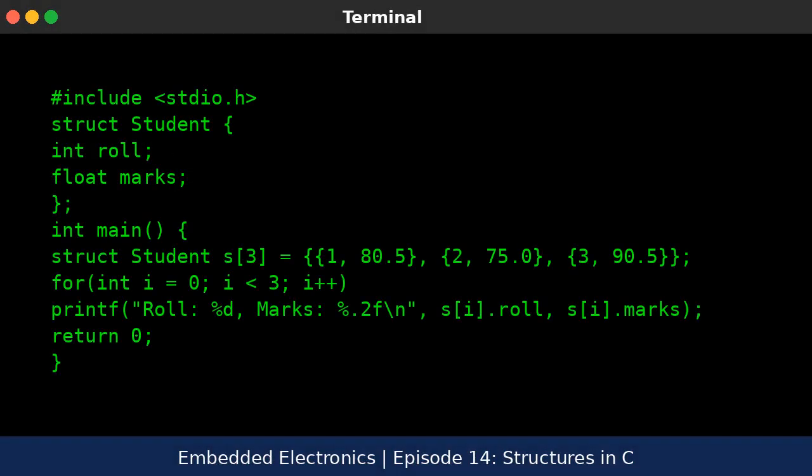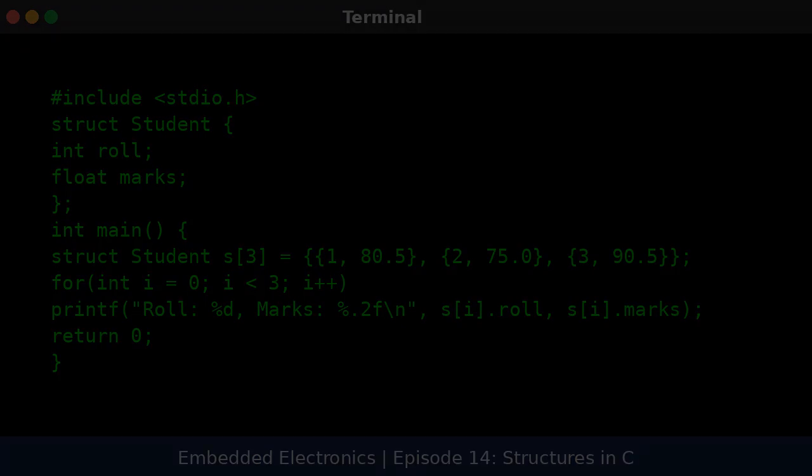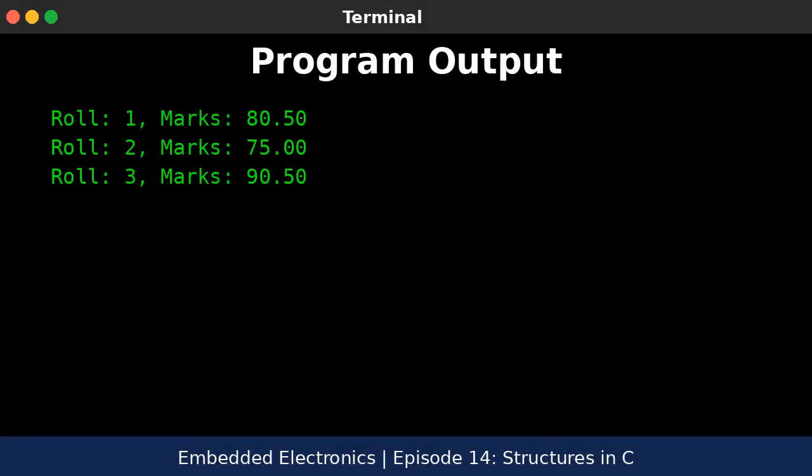This program uses an array of structures to store and print details of 3 students. The output of example 2, array of structures, is as follows. Roll 1, marks, 80.50, roll 2, marks, 75.00, roll 3, marks, 90.50.